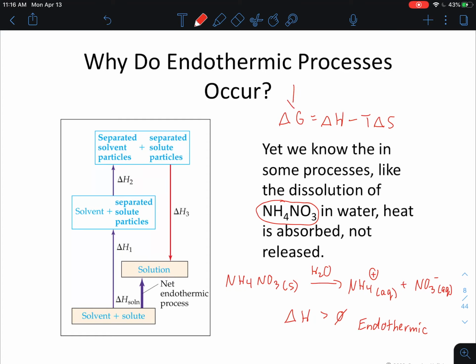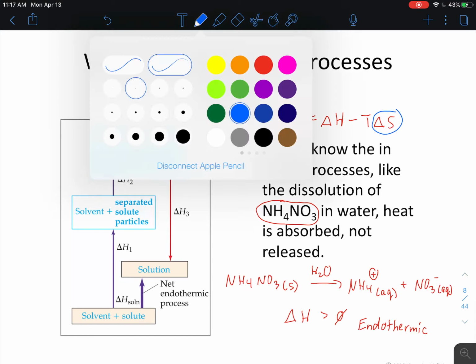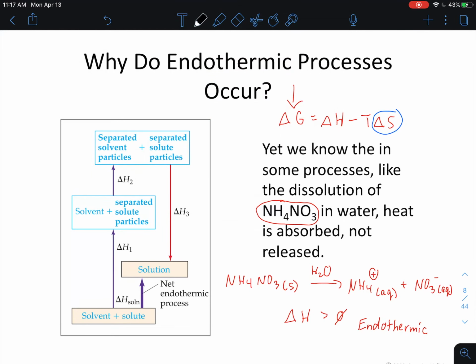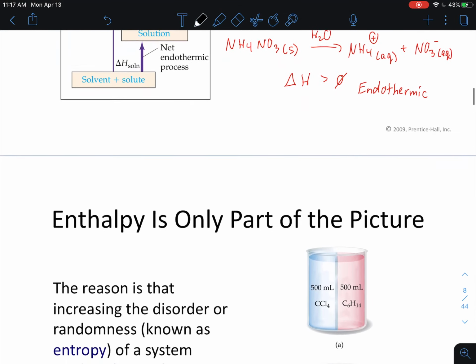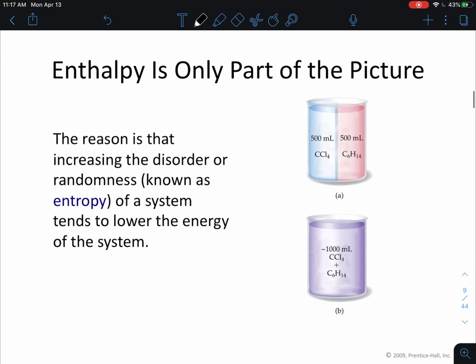So if we really want to talk about something being energetically downhill, we can't just think about delta H, the enthalpy change. We need to think about it from the perspective of delta G, the Gibbs free energy change. And when we think about that, then the entropy change becomes an important part of our picture. So that's what we want to say here, that enthalpy is only part of the picture.